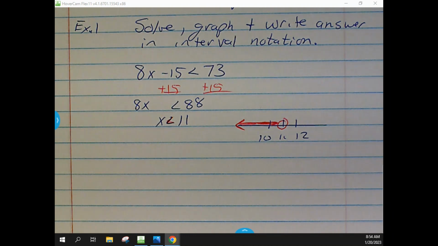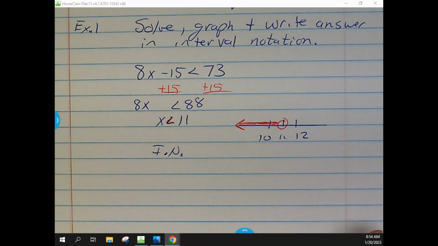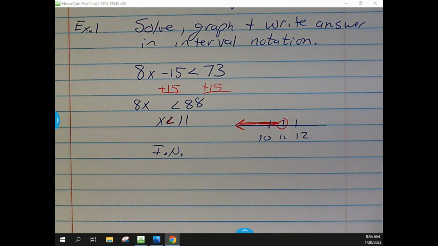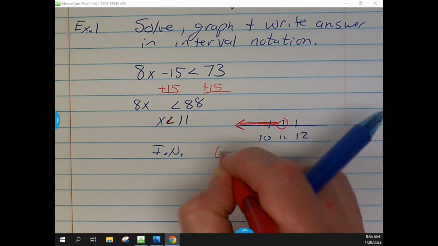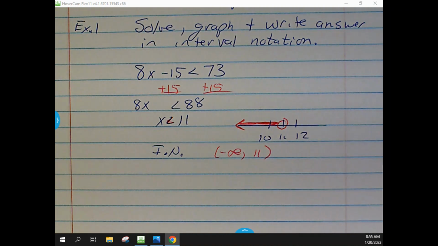Okay, interval notation wise. Again, we abbreviate IN for interval notation just to make it shorter. That's where you're basically telling me what we graphed on the graph here. It's going all the way to the left, so that's negative infinity. When you get to 11, it's going to stop there, so it's going to be parentheses, from negative infinity to 11.